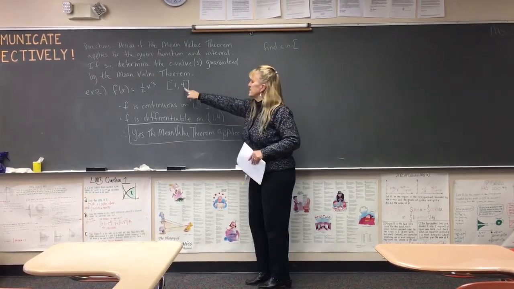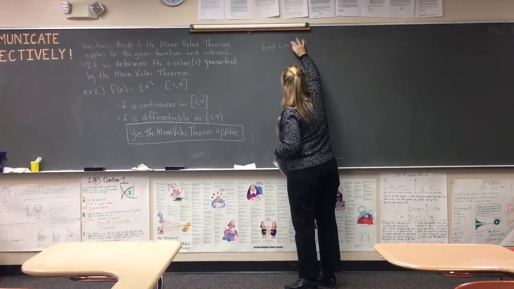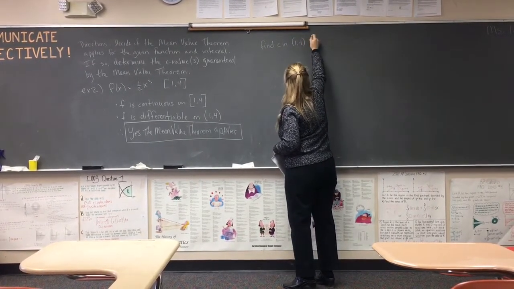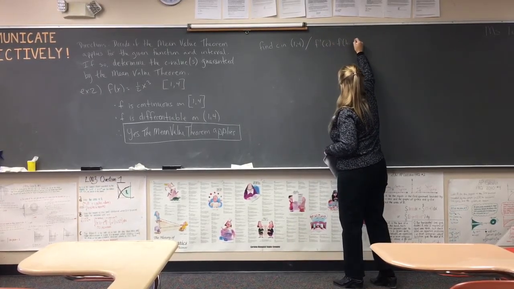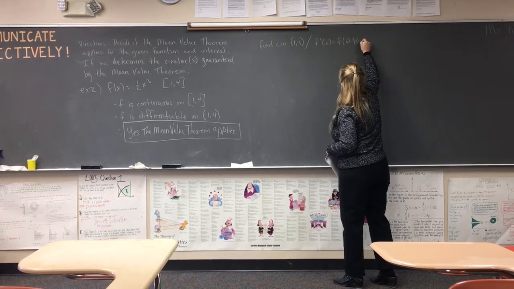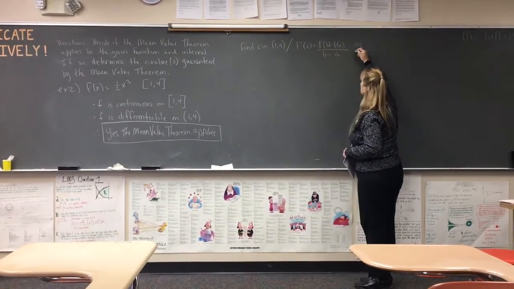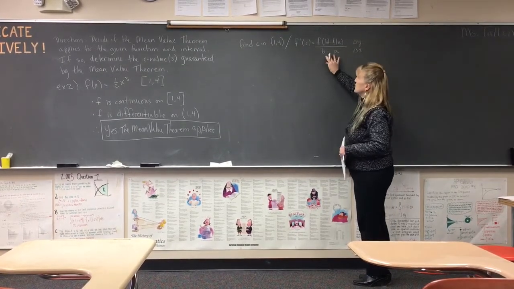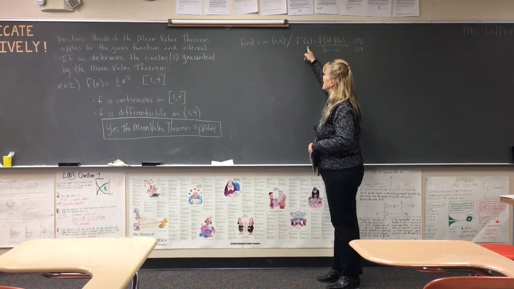Now we're going to find the c value in between 1 and 4, open interval, not closed interval, such that f prime of c is equal to f of b minus f of a divided by b minus a. This is the change in the y values over the change in the x values, which represents the slope of the secant line. This is the slope of the tangent line.